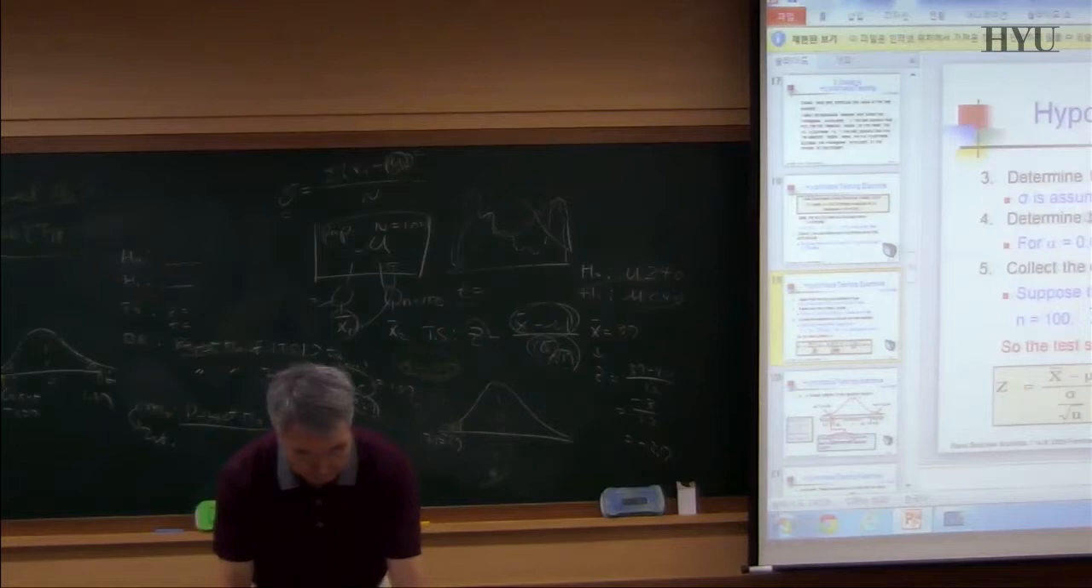So determine the appropriate technique. Because sigma, the population standard deviation, is assumed to be known, you have to use the z-test. And since alpha is 0.05, you have to find a critical value from the z table, and you find out it's 1.96.